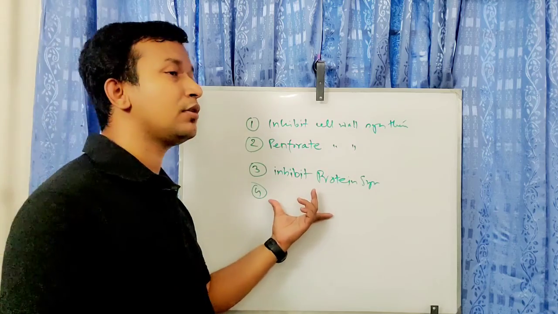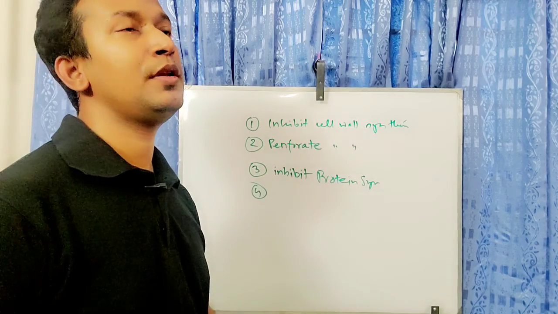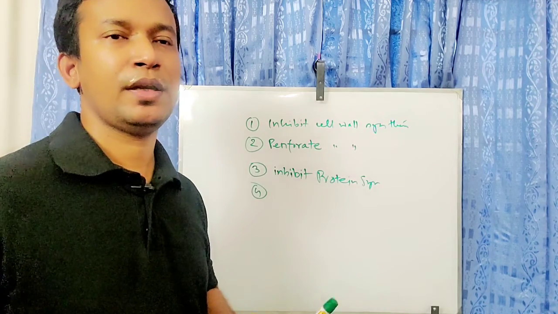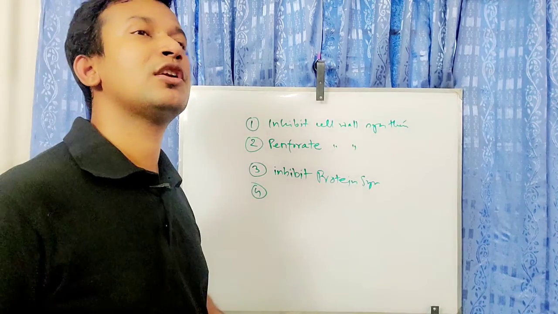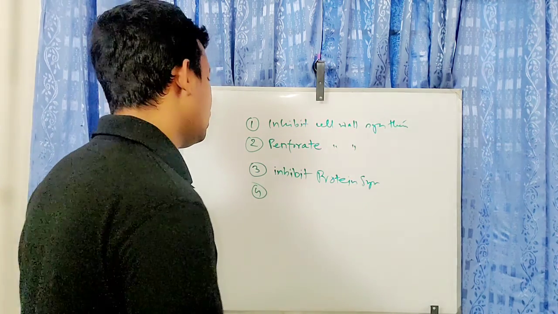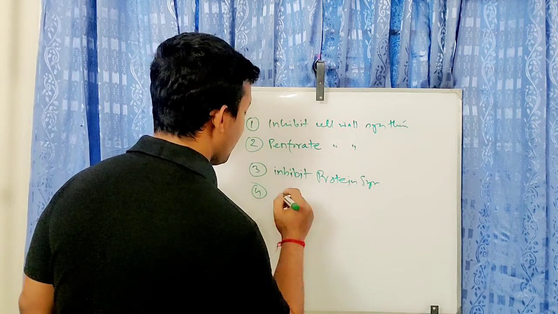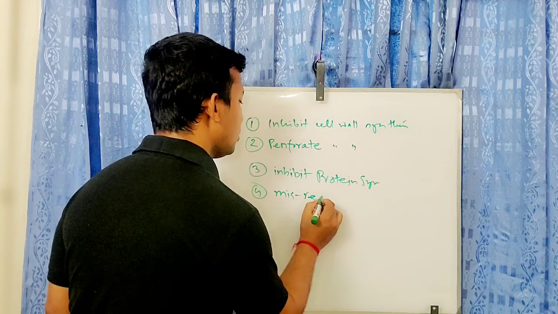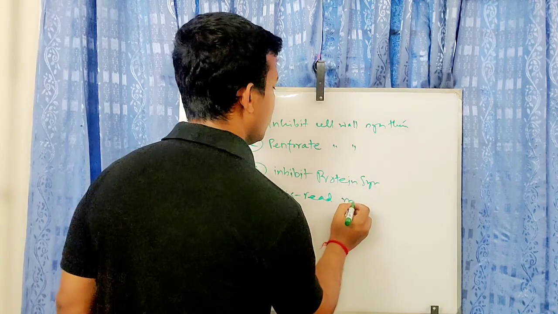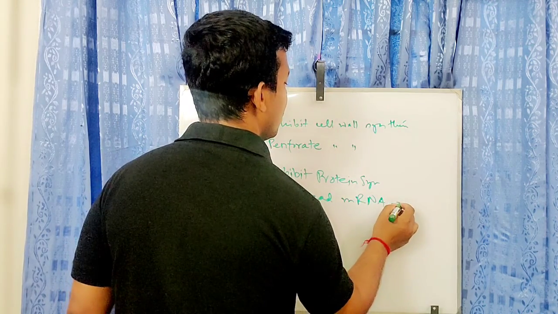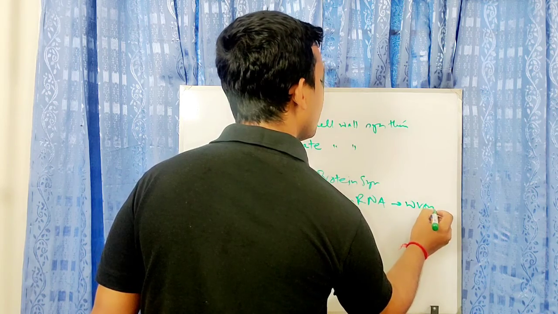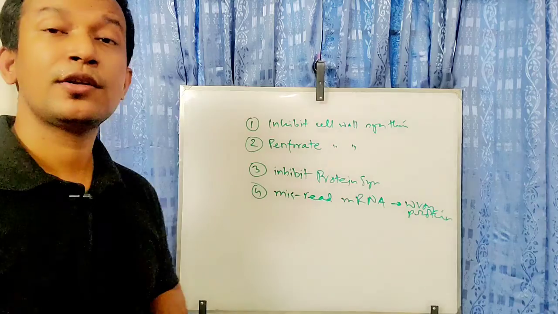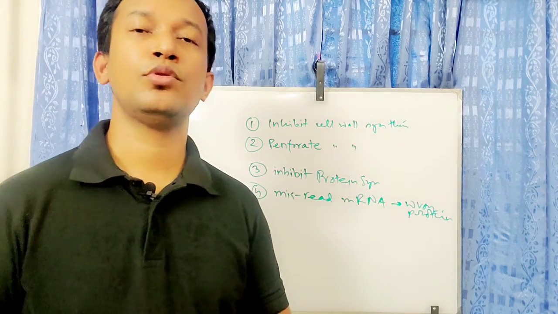And the fourth category is that the ribosome will be able to read the mRNA, but that reading is imperfect. I mean, they will read wrongly. So ultimately, the wrong protein will be synthesized. So what they can do, misread mRNA, so ultimately causing wrong protein. So if the protein is wrong, ultimately they will not be able to do anything.